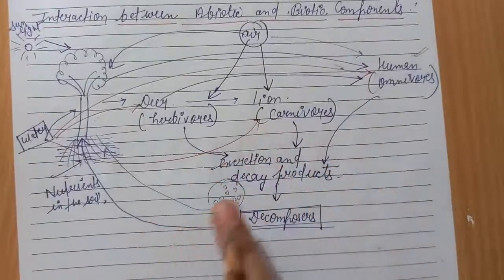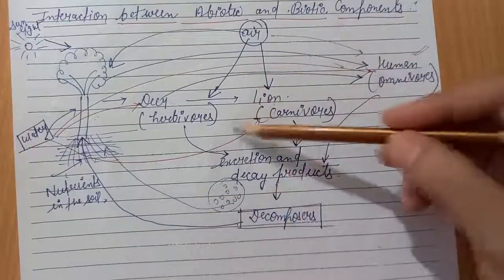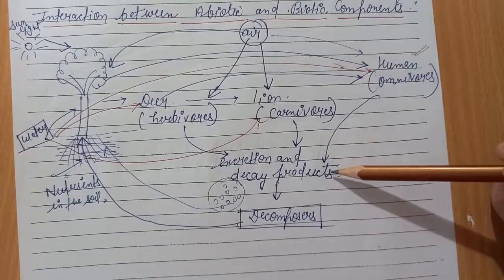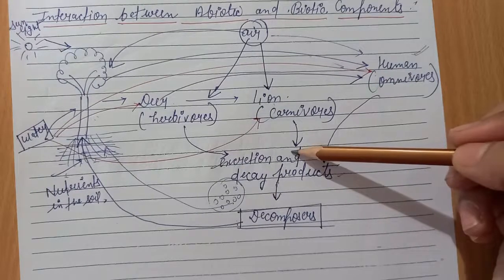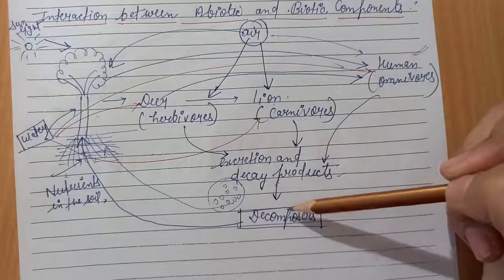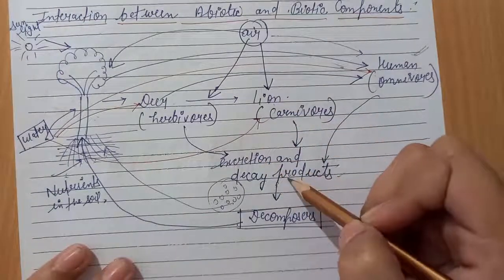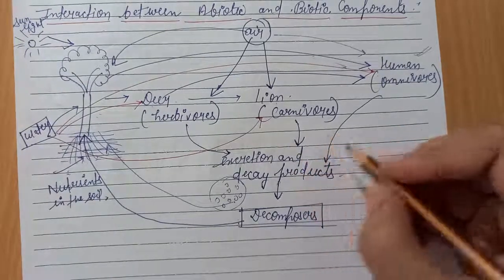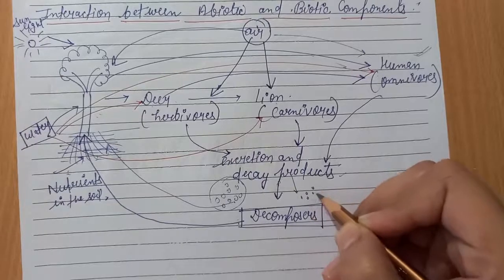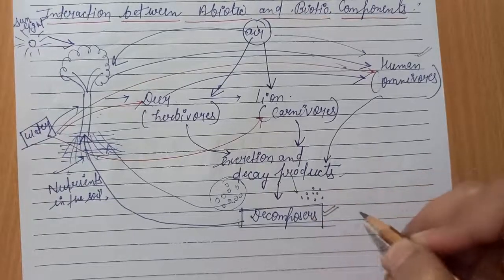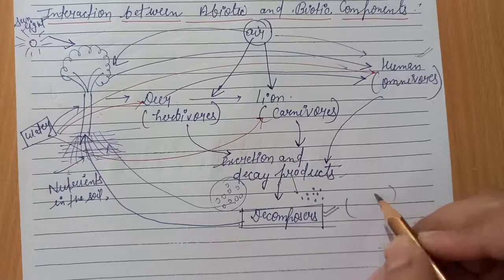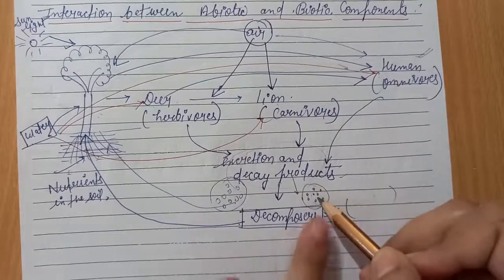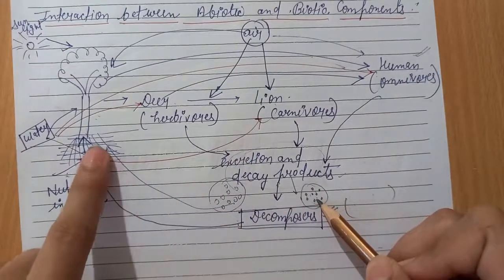Next is excretion and decay products. Excretory products of living beings or decay products, like after the death of living beings, the dead remains of their body or excretory products, are decomposed by decomposers. Decomposed means that excretory products or decay products like dead remains of plants and animals are converted into the smallest parts by the decomposers. Decomposers are microorganisms such as bacteria and fungi. They break down these products into the smallest form. These smallest, simplest forms act as nutrients for the plant.